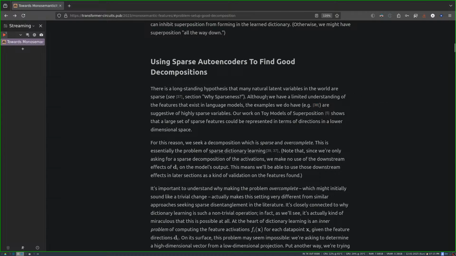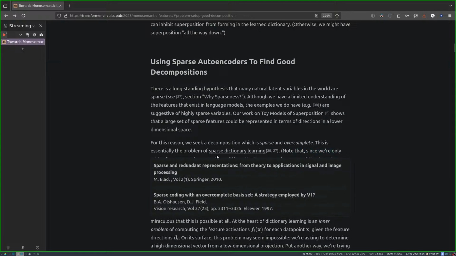Although we have a limited understanding of the features that exist in language models, the examples we do have are suggestive of highly sparse variables, so that a large set of sparse variables could be represented in terms of directions in a lower dimensional space. For this reason, we seek a decomposition which is sparse and overcomplete. This is essentially the problem of sparse dictionary learning.